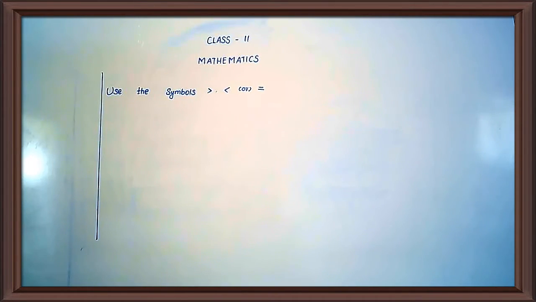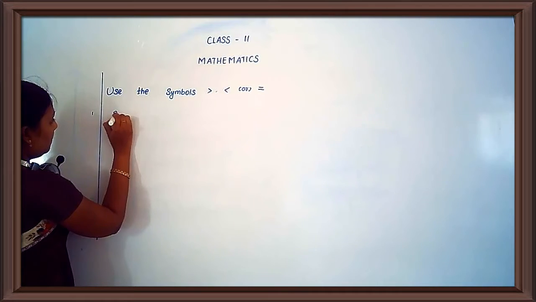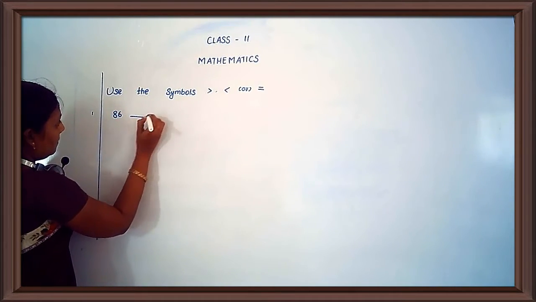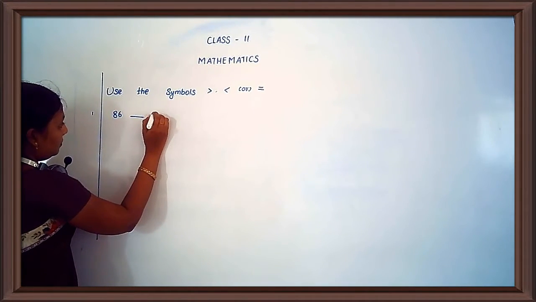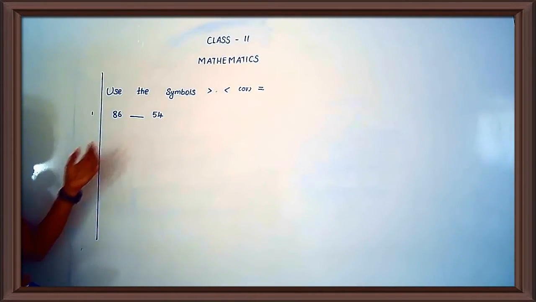Now all of you listen, don't write anything, close your note. Close your note. See the board. Use the symbols. The first one: 86 and 54. Okay?